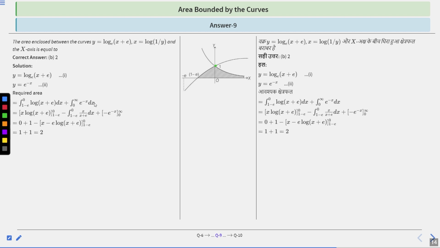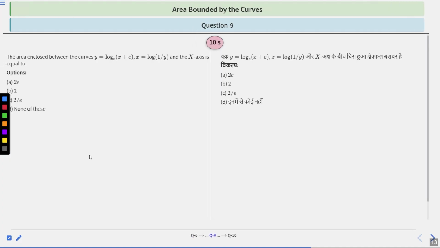Therefore, after solving the integration, you will get x log (x plus e), limit from 1 minus e to 0, minus, having applied integration by parts, the integration from 1 minus e to 0 of x upon (x plus e) dx, plus the integration of e to the power minus x, which will be minus e to the power minus x, limit from 0 to infinity. By putting the limits, we will get 0 plus 1 minus x minus e log (x plus e), limit from 1 minus e to 0. After putting the limits, we get the answer as 1 plus 1, which equals 2. Therefore, 2 is the right answer, and option B is the right choice.